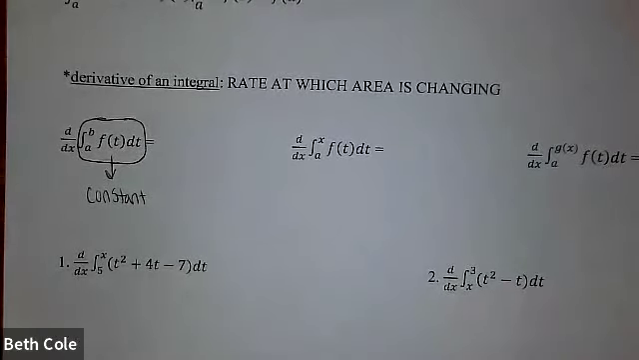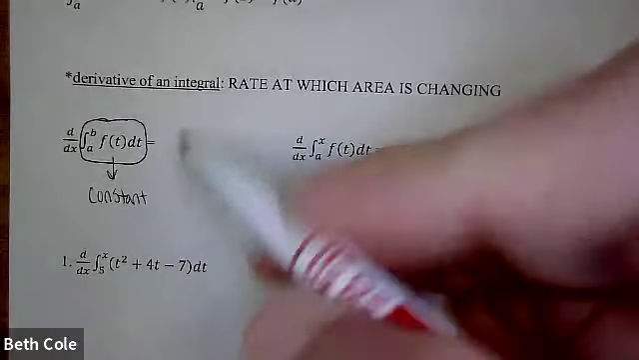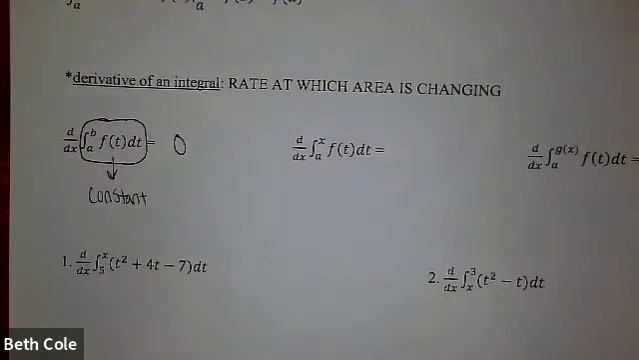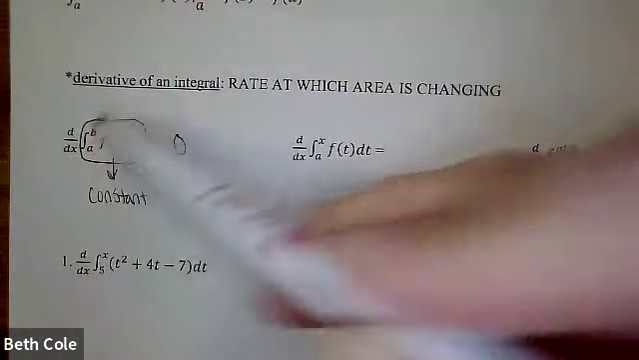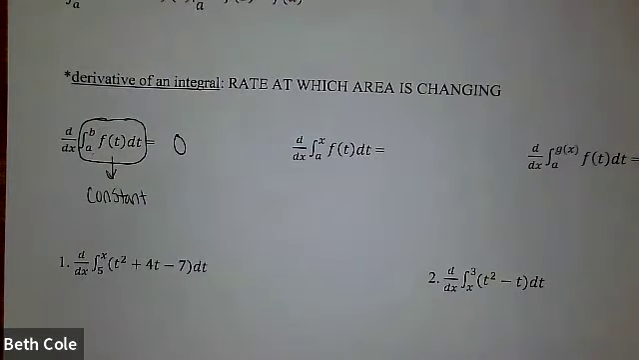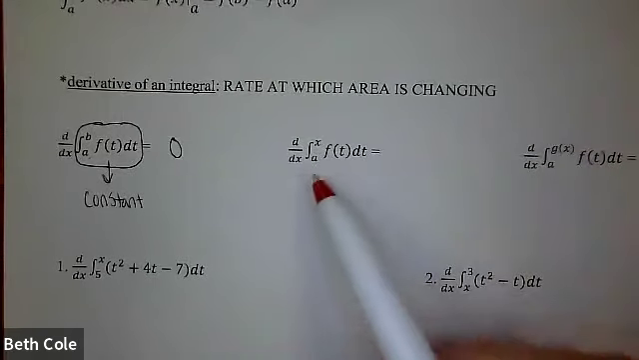Now, if you do the derivative of a constant, what are you going to get? 0, nothing. So if both of your boundaries are just plain old numbers, then your antiderivative is going to give you a number, and when you do the derivative of just a constant, you're going to get 0. Also, is there an x in there anywhere? No. Okay.